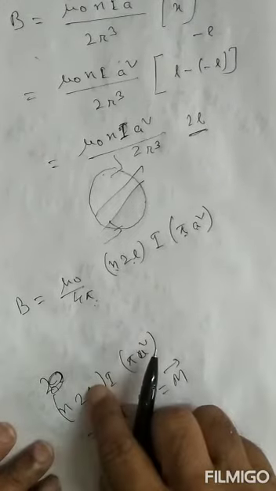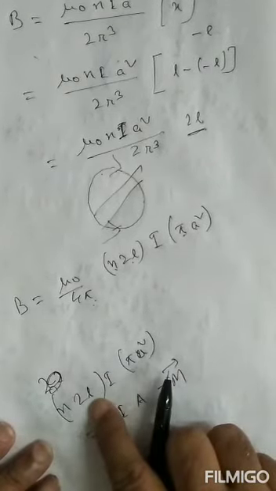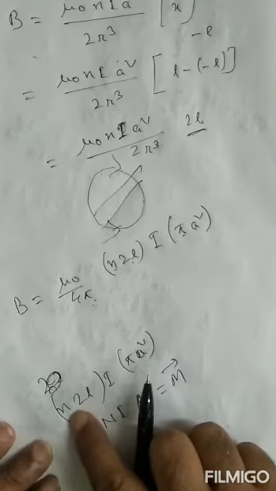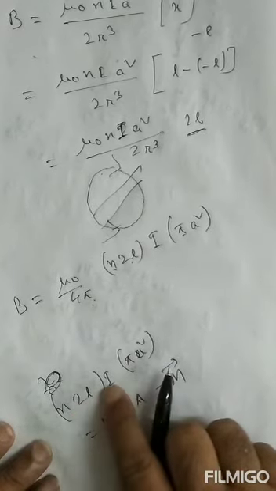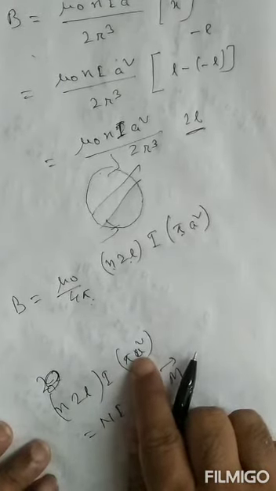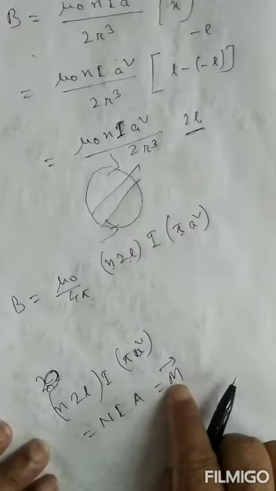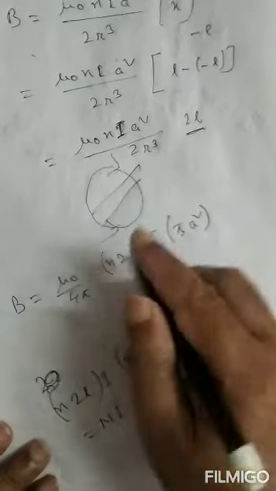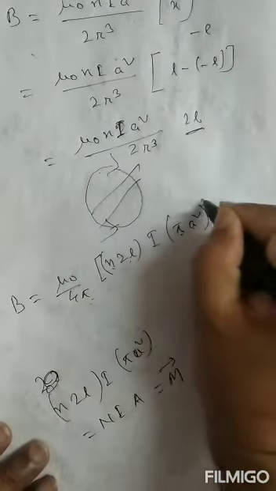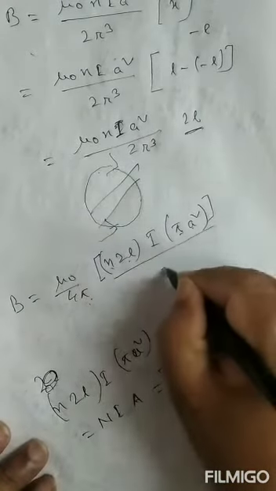N into twice L, this is the total number of turns. Twice L is the total length of the solenoid. n is the number of turns per unit length. I is the current, pi A square. A is the radius of the cross section of the solenoid. Pi A square gives you the area. Current into area gives us the magnetic dipole moment. That means this term gives us the magnetic dipole moment, divided by R cube.